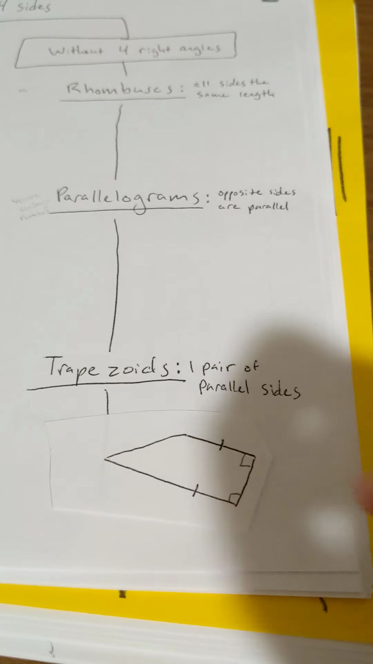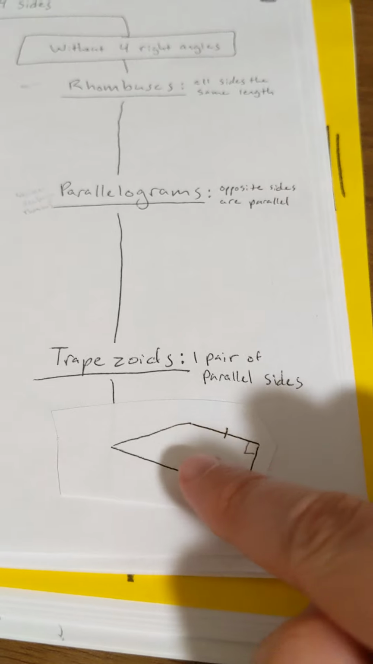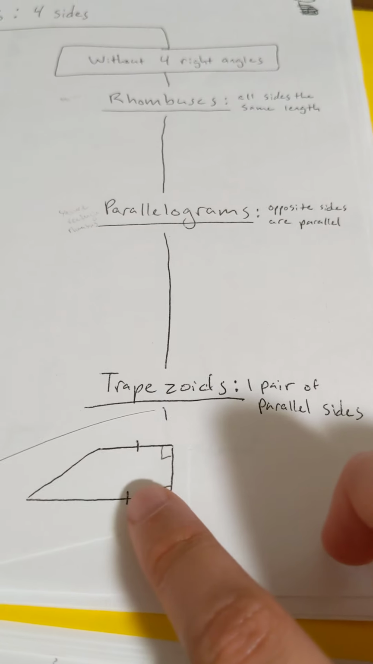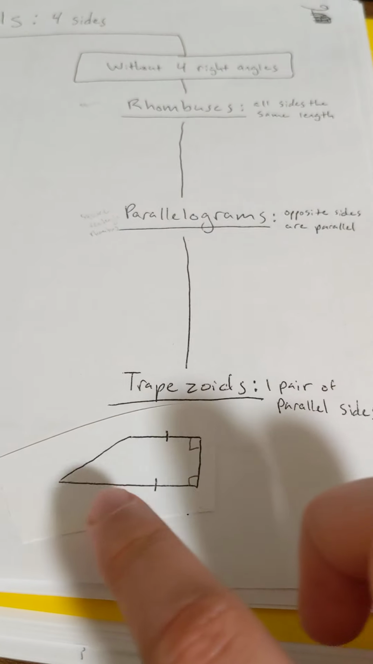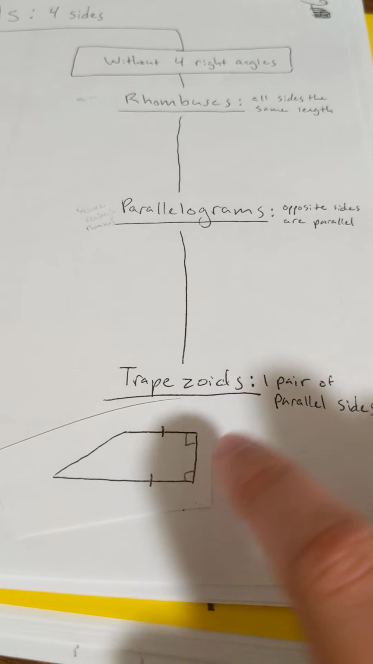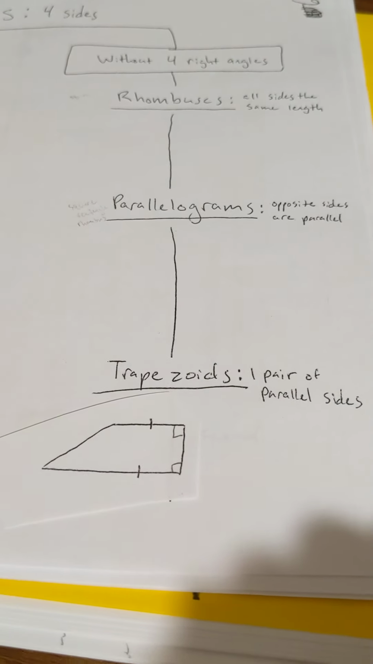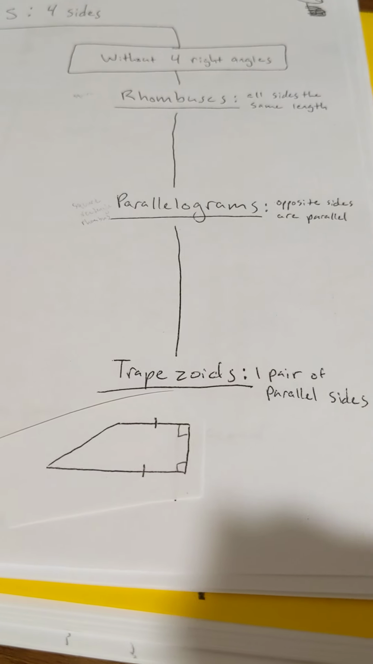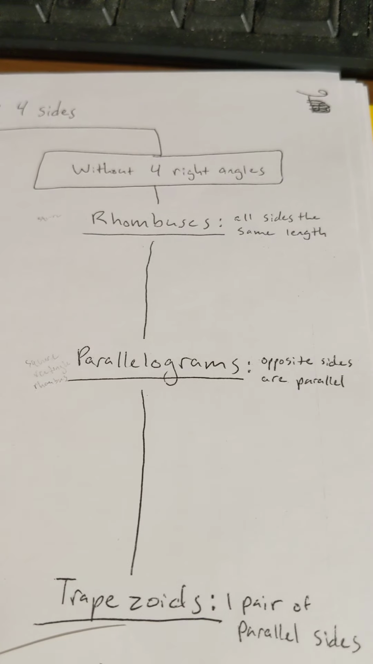It only needs one pair of parallel sides. Does this have one pair of parallel sides? Yeah, it does. So it's a trapezoid. It has 4 lines, 1, 2, 3, 4, and one pair of parallel sides, and only 2 right angles. Okay, now let's look at our next shape.